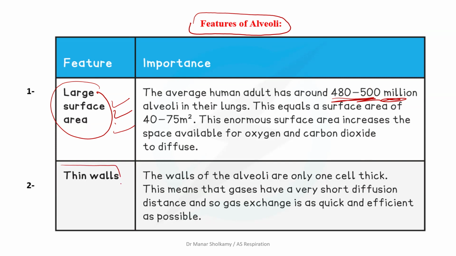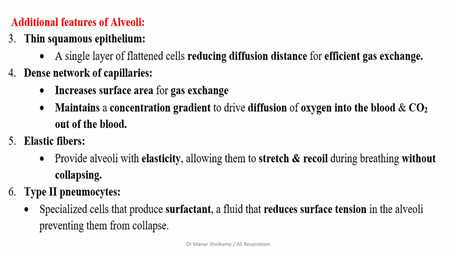We have very thin walls. The alveolus is surrounded by a single layer of squamous epithelium for faster diffusion, or a shorter diffusion distance. I don't think anything is hard about that. We mentioned this. We have many capillaries. We said it. Why do we have a dense network of capillaries?